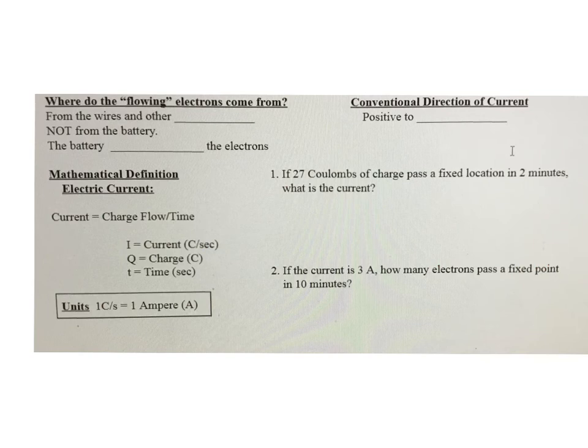All right, so as I mentioned before, where do the flowing electrons come from? Well, they're everywhere. They come from the wires and other circuit elements.